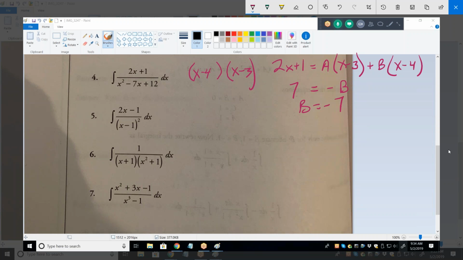And to solve for a? So then 4, plug in for x. So then 1. So then a equals 9.